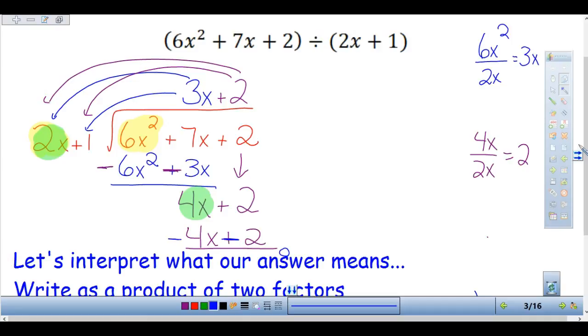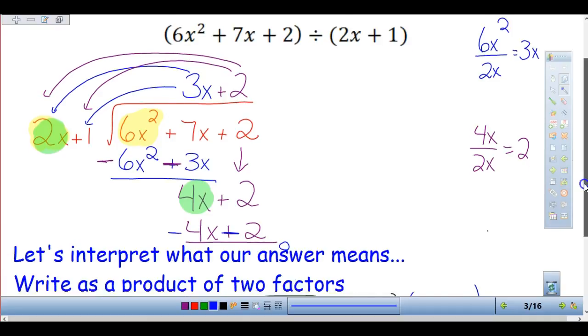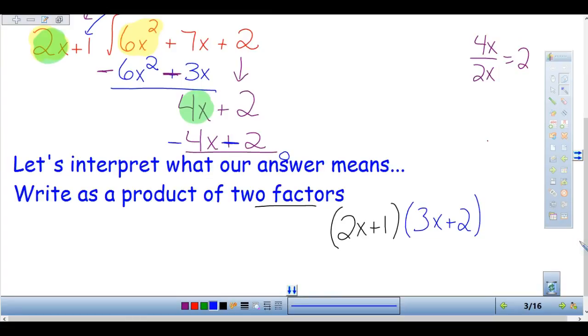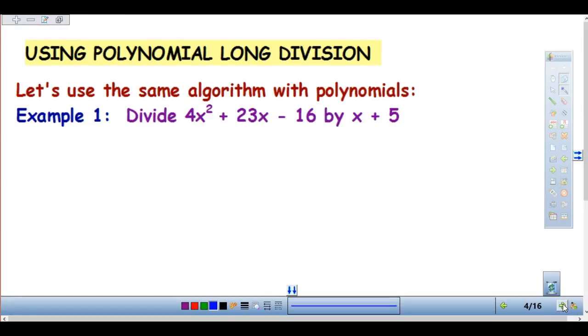4x divided by 2x is 2, so that goes up here. Multiply by both of those, we get 4x plus 2. I switch my signs, I add them, I get 0. Okay? Now, sometimes you'll get 0, sometimes we'll have a remainder, and that's okay. Your answer is 3x plus 2. What that means then is I can write it as 2 factors. What I gave you, what was on the outside, and what's on the top are your factors. Okay? All right, let's try another one.